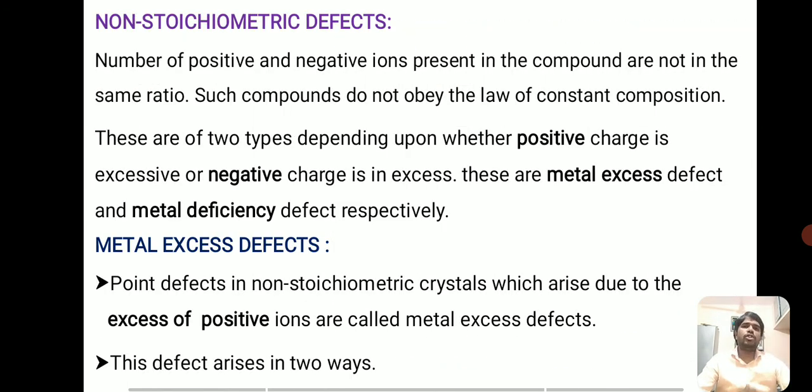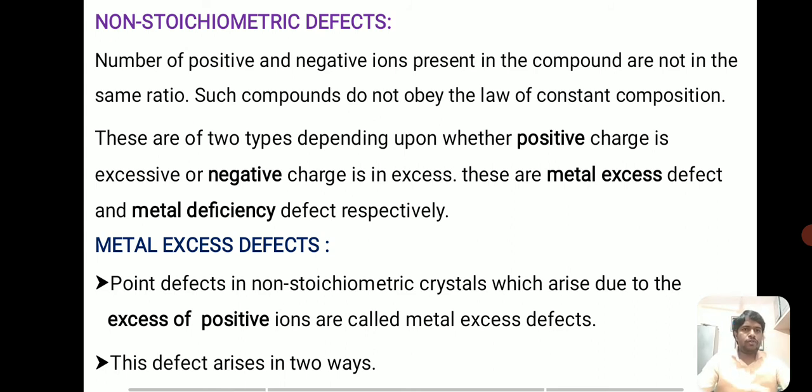Coming to the non-stoichiometric defects. Till now we have discussed the stoichiometric defects. Now let us see the non-stoichiometric defects. Non-stoichiometric defects arise when the number of positive and negative ions present in the compound are not in the same ratio. What happens in the stoichiometric case? They are in the same ratio. Here they are not in the same ratio. Such compounds do not obey the law of constant composition.